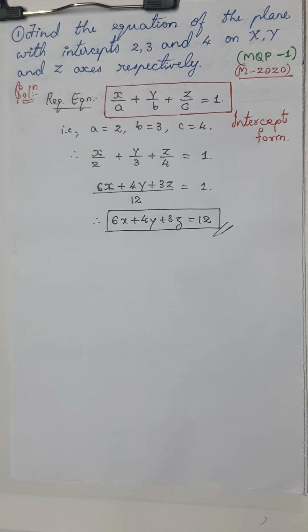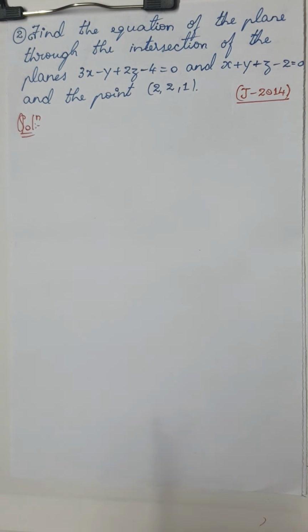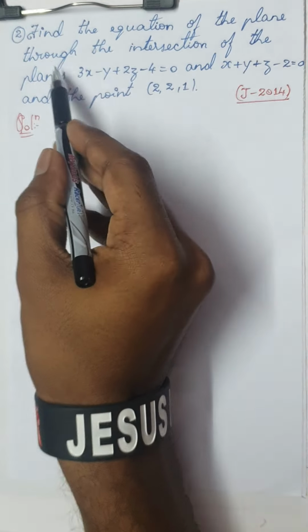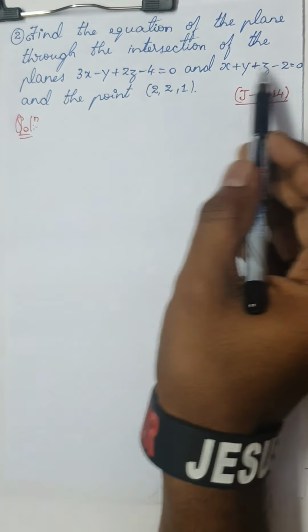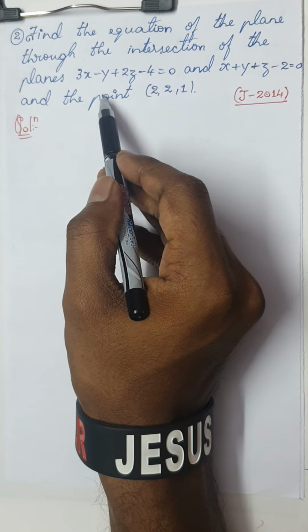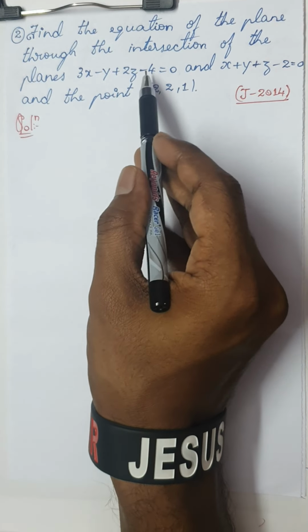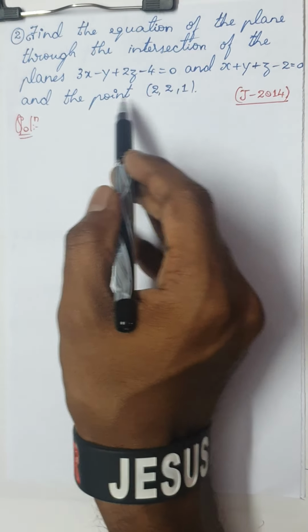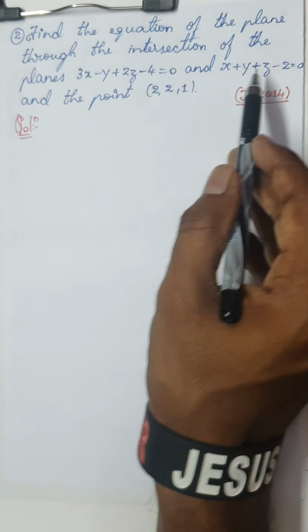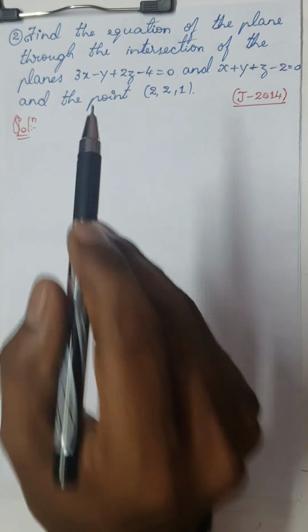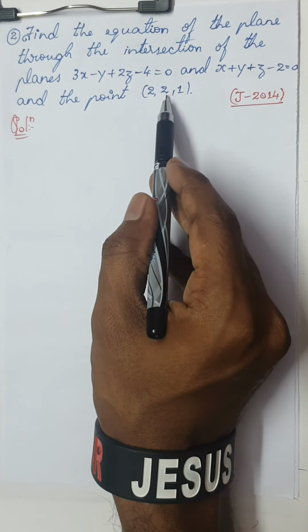We shall move on to the second question. The second question is, find the equation of the plane through the intersection of two planes. You will be having two planes. You have to find the equation of the plane which will pass through the intersection of these two planes. Remember, it will also pass through the point 2, 2, 1.